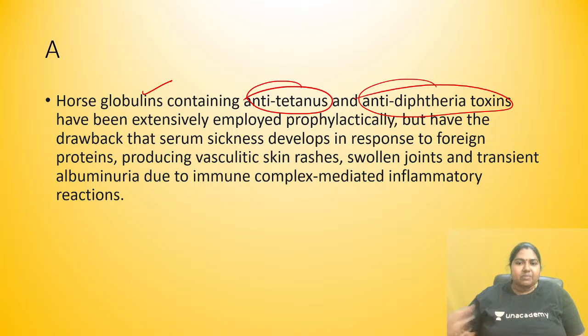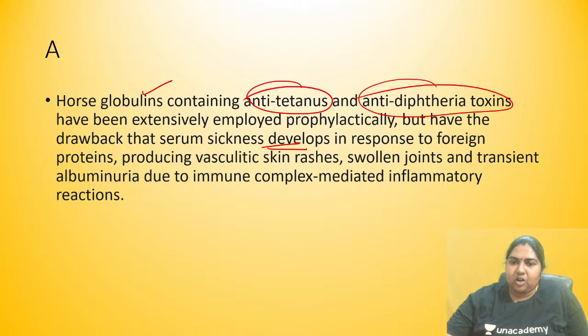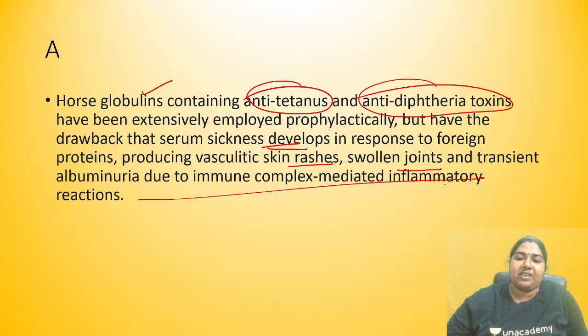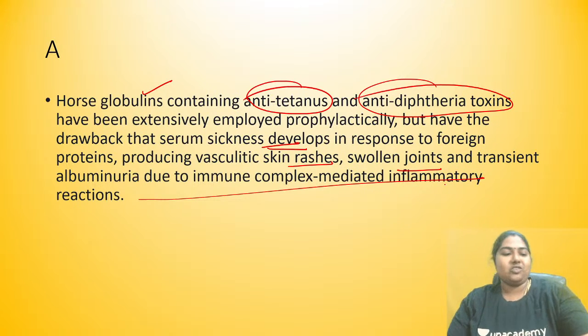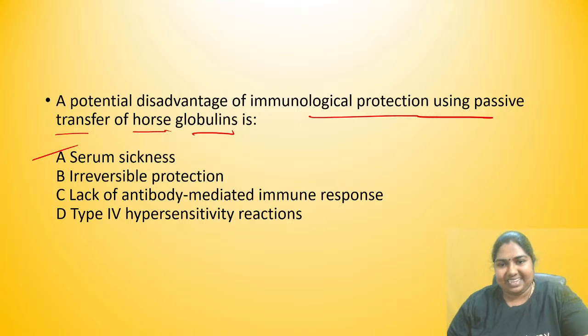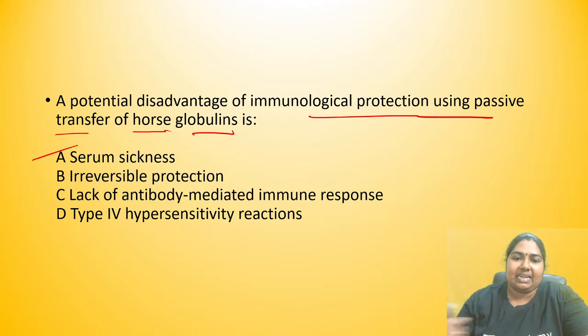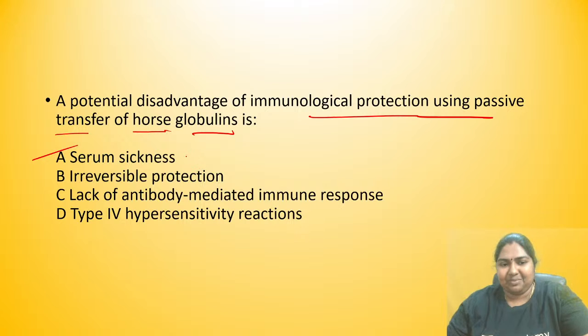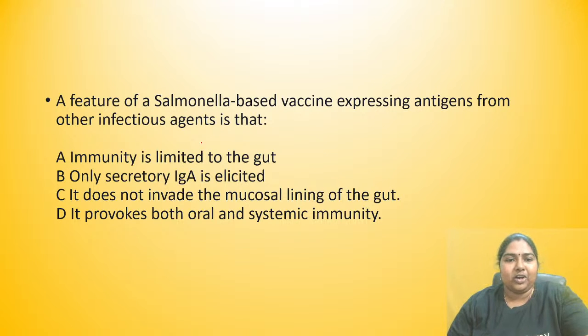Why does serum sickness develop? This is because they respond to the foreign proteins, and so they will get the skin rash, swollen joints, all these immune effects will be induced. So this is what is called the serum sickness, because it is some other organism. So that is going to induce the serum sickness. Understood? So now you got what is the serum sickness? Okay, all good.